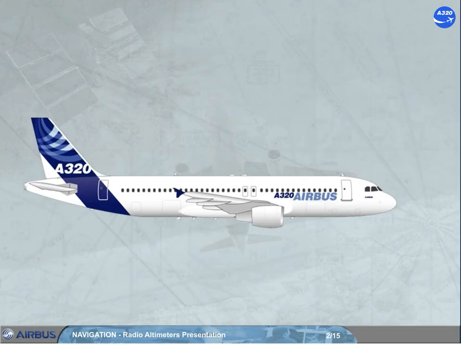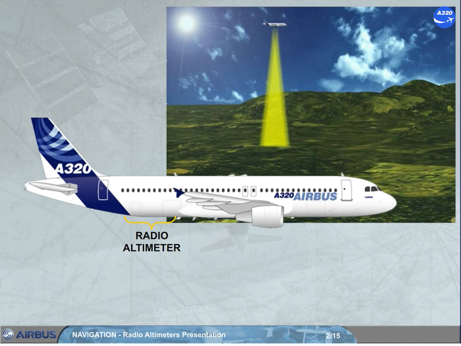The A320 family is equipped with two radio altimeters. Their function is to determine the height of the aircraft above the terrain, and also permits to measure the vertical distance between the aircraft and the nearest obstacle.